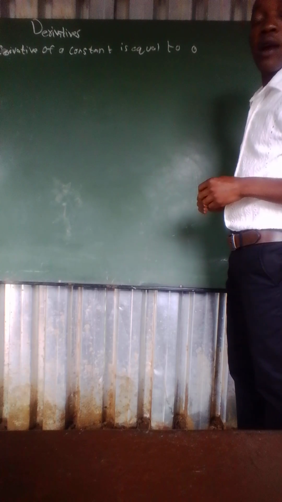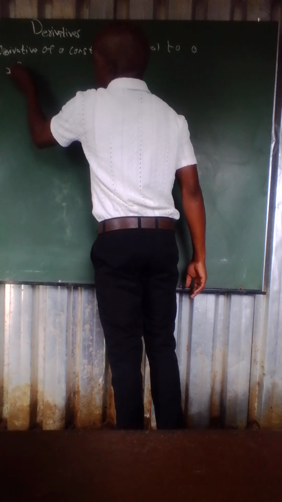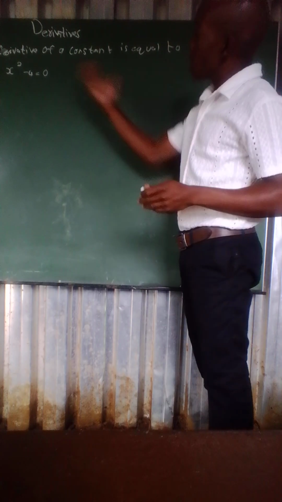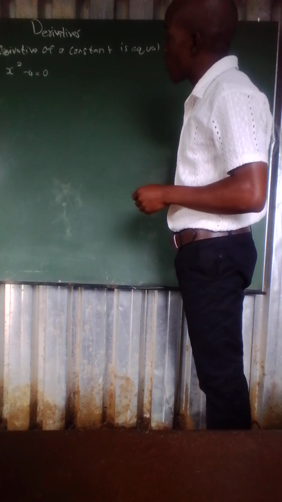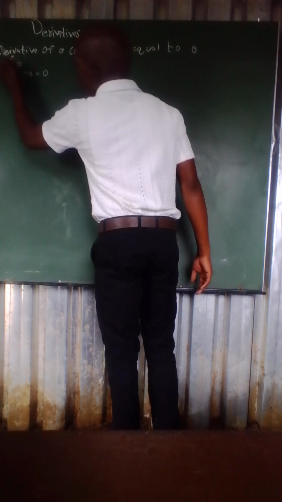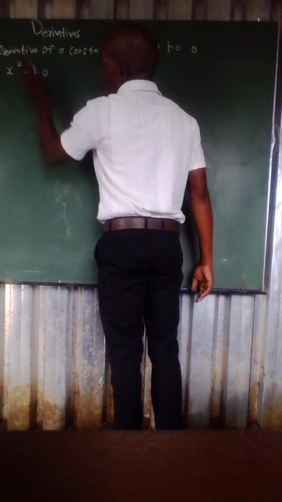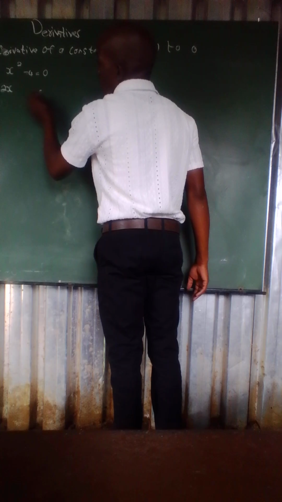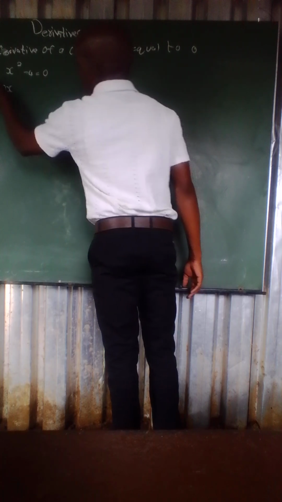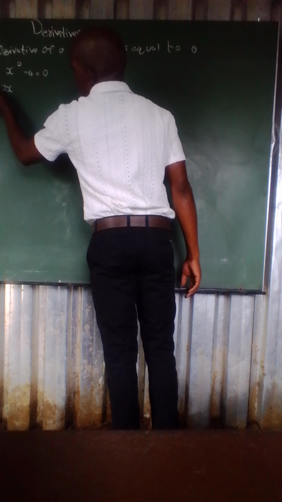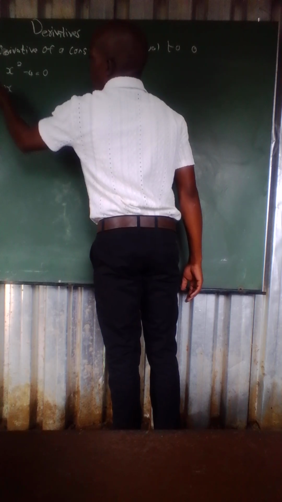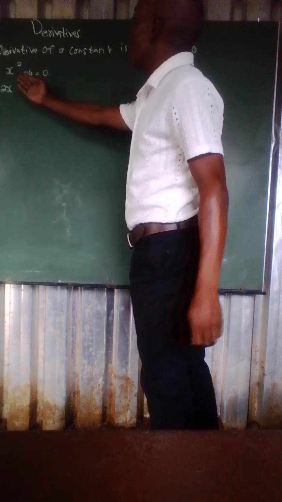When we are looking at a number that we call a constant, maybe you come across x squared minus 4, and they say find the derivative of this expression. Mind you, the derivative of x squared, you will have 2x. And then the derivative of minus 4, you will end up having 0, which means this is dy over dx, or some people may say dx over dy.